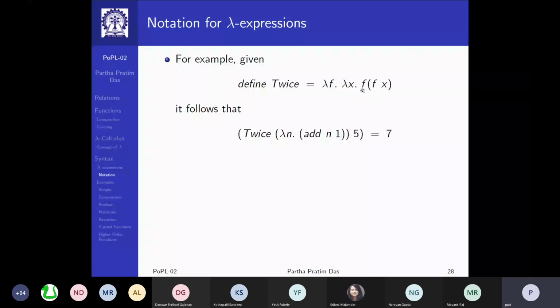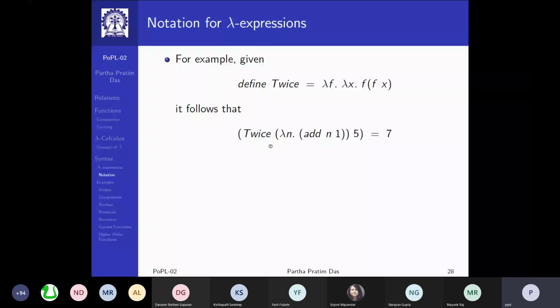And then f application on that result. So what I'm doing, I'm basically taking x and applying f on it twice. So therefore, I call it by a name, twice. So now if I write twice, I actually mean this whole expression. And then I'm applying twice onto... it needs f and x, two parameters.